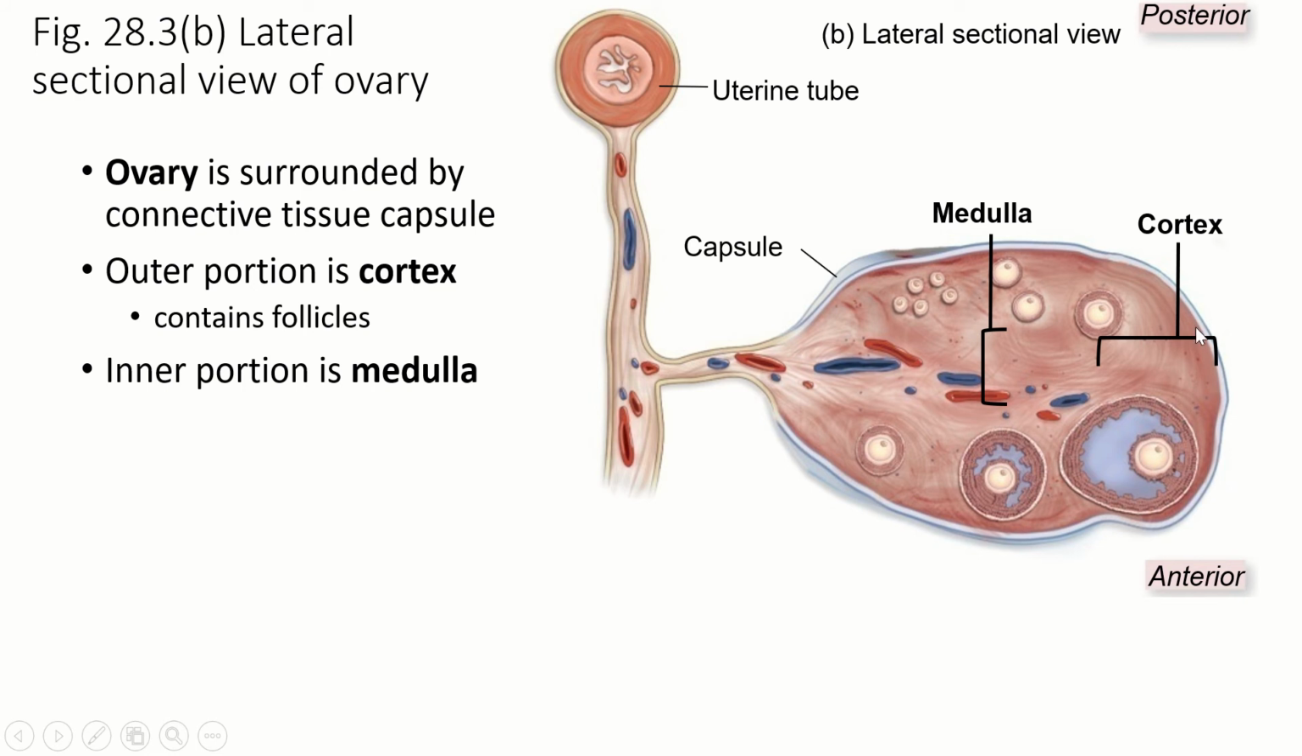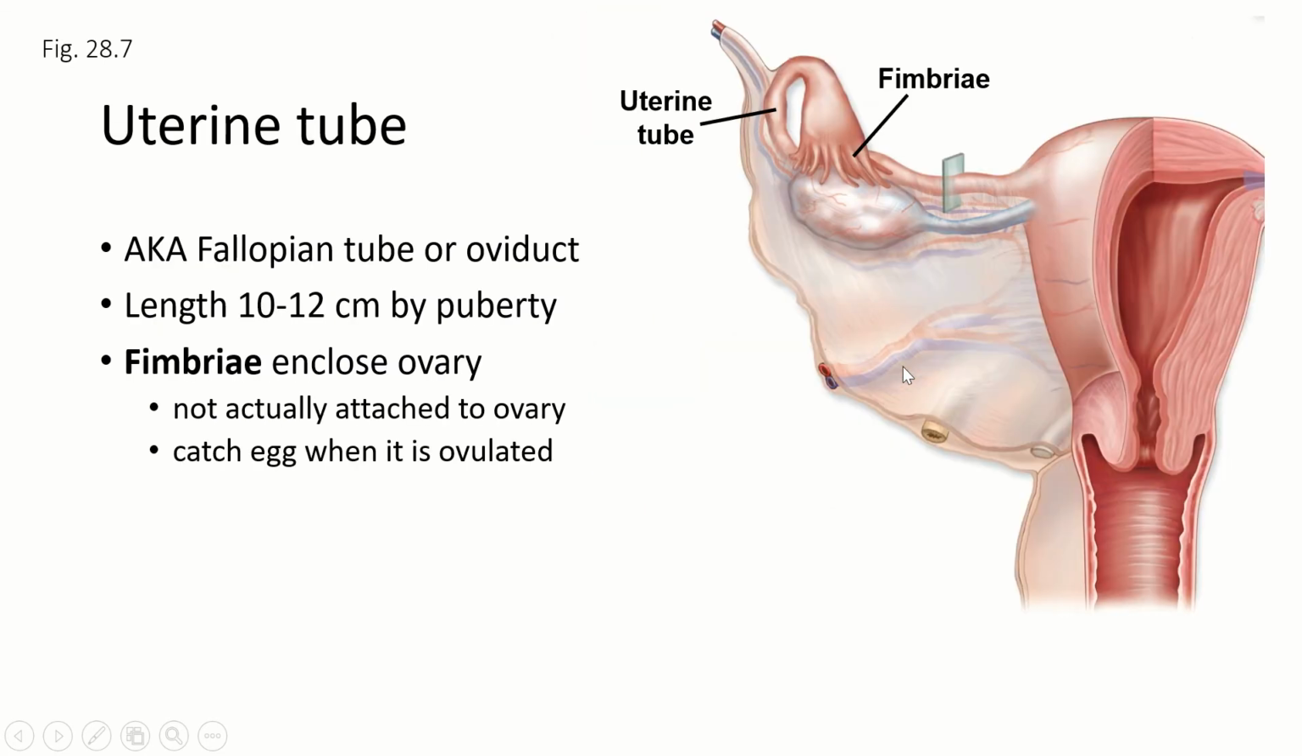So the ovary has a capsule of connective tissue around it. The outer layer is called the cortex, and then the inner portion is called the medulla. The outer portion, this cortex, is where the follicles are, and those follicles are where the oocytes, which will become the eggs, develop. The medulla provides pathways for the blood vessels and the nerves going in and out.